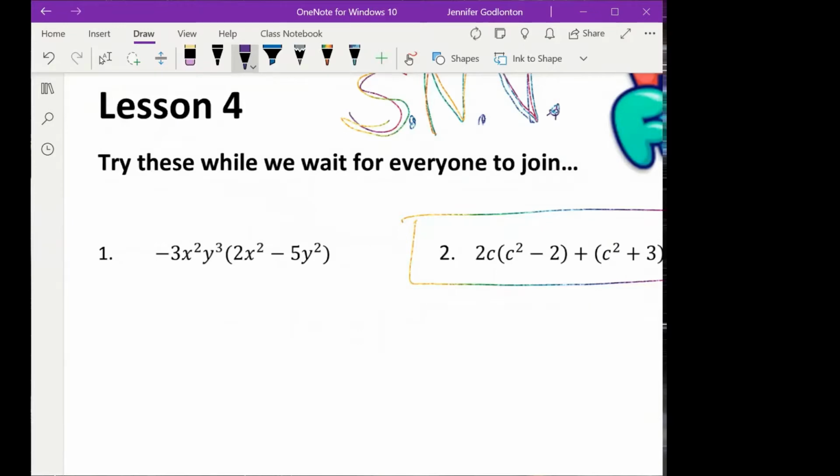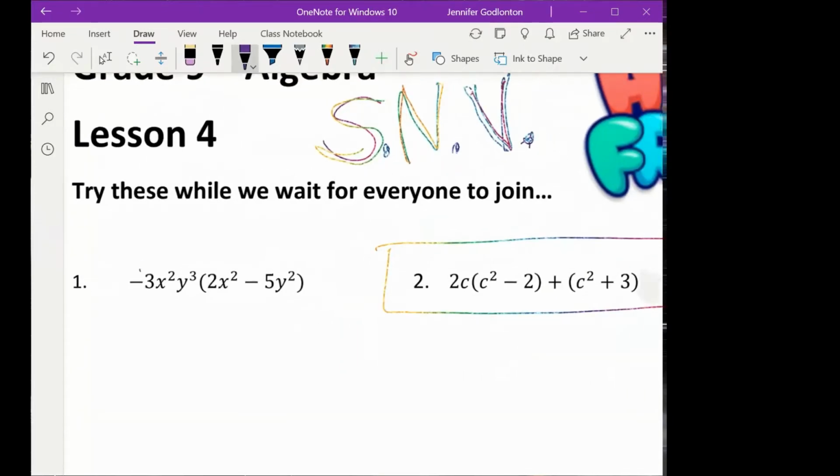The first thing, we're doing signs, numbers, and variables. So we've got a negative multiplied by a positive, which is going to give us a negative. 3 times 2 is going to give us 6. Then we look at our x's. I've got 2 x's here and 2 x's there, so that's x to the power of 4. And then I've got 3 y's. So that's my first term.